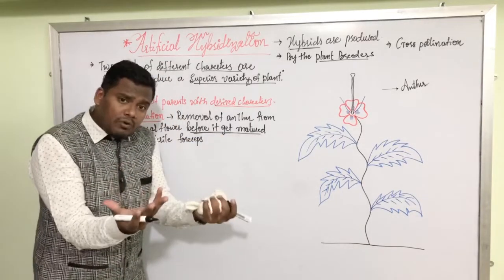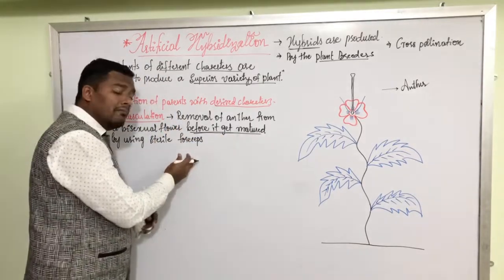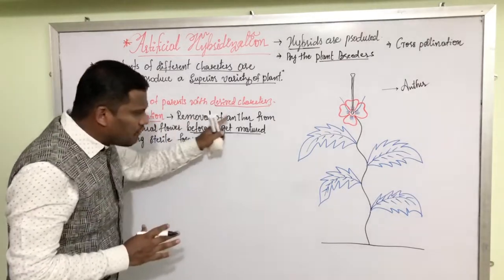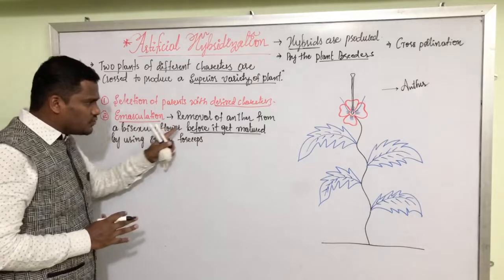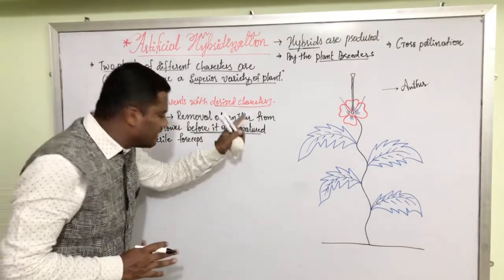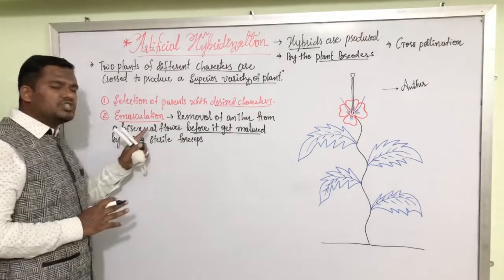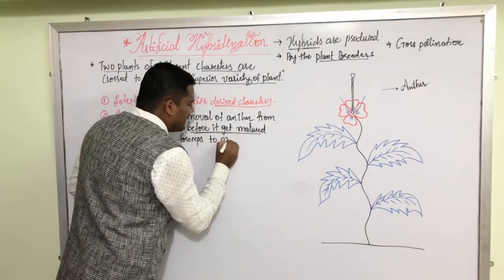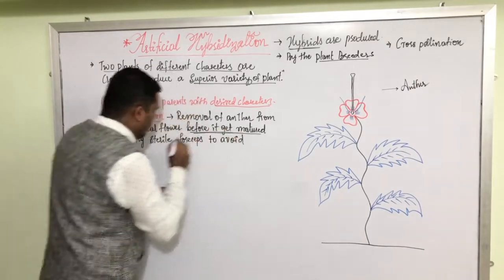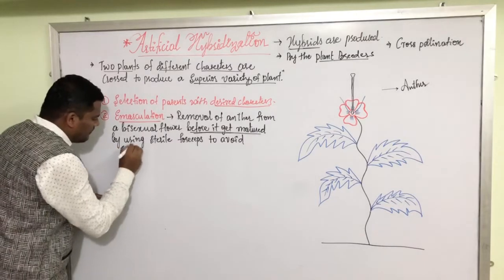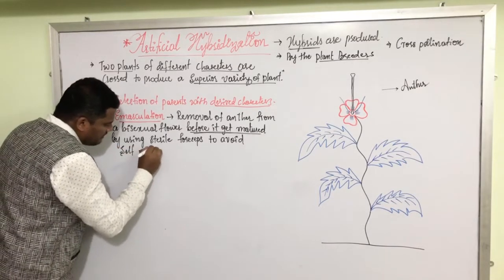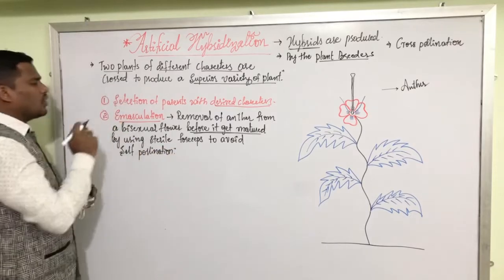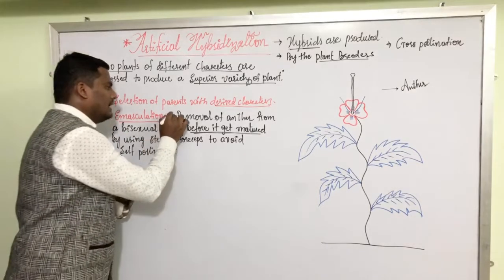And why are we removing them? We are removing them to prevent self-pollination. Removal of anther from a bisexual flower before it gets matured by using a sterile forceps to avoid self-pollination. This is called emasculation.